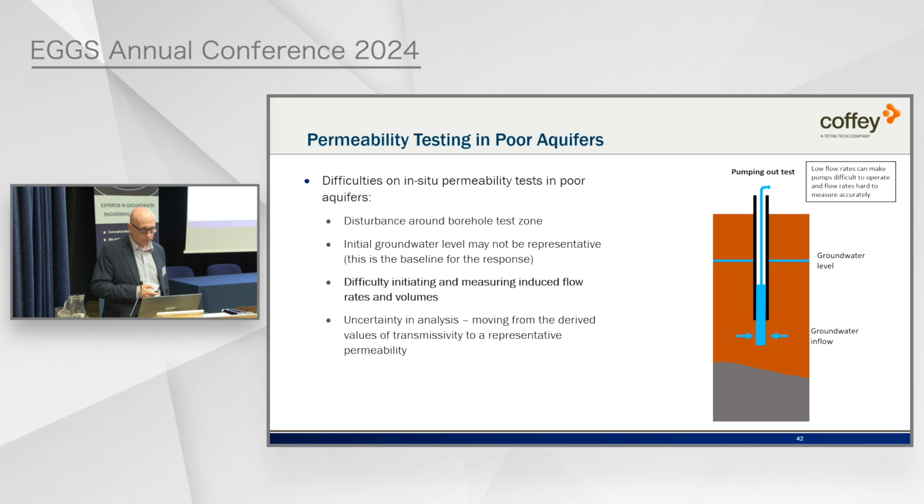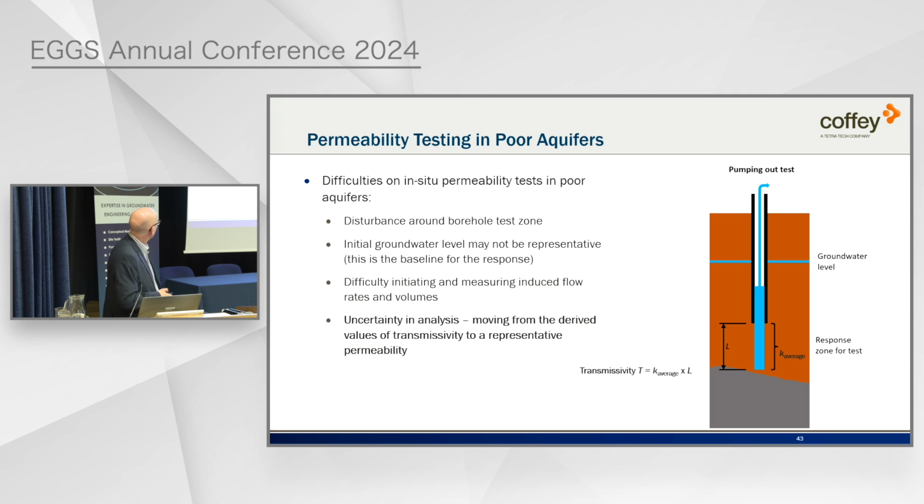This is a practical issue: because the flow rates are so low, it can be difficult to pump in or out at the low flow rates, difficult to control the flow rates, difficult to measure the flow rates, and that's where the nuclear repository industry has sort of moved ahead of routine equipment.